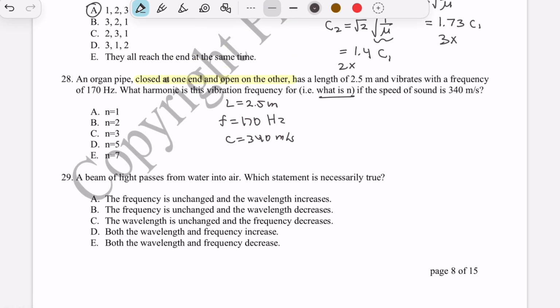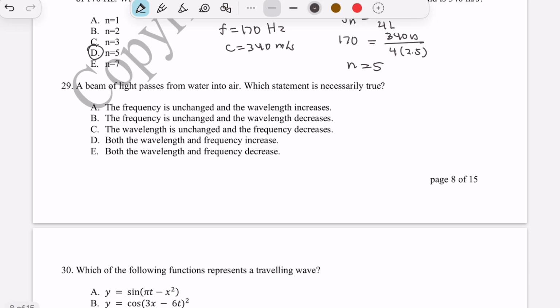So Fn equals Nc over 4L. Frequency is 170. We want to find N. C is 340. 4 times 2.5. And solving for N, you'll get N equals 5.